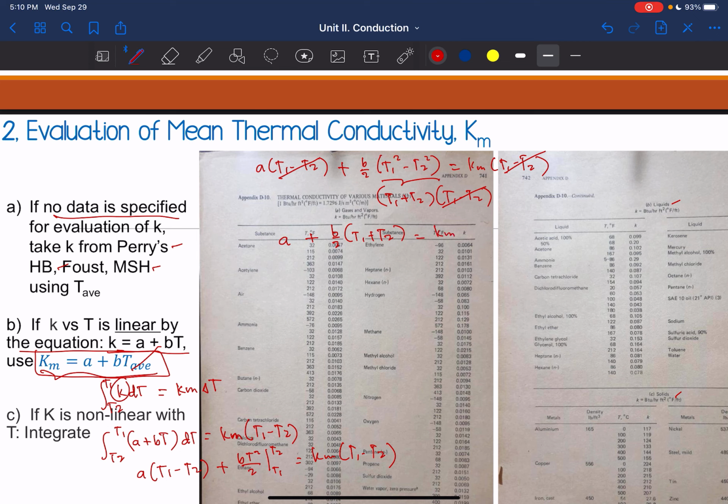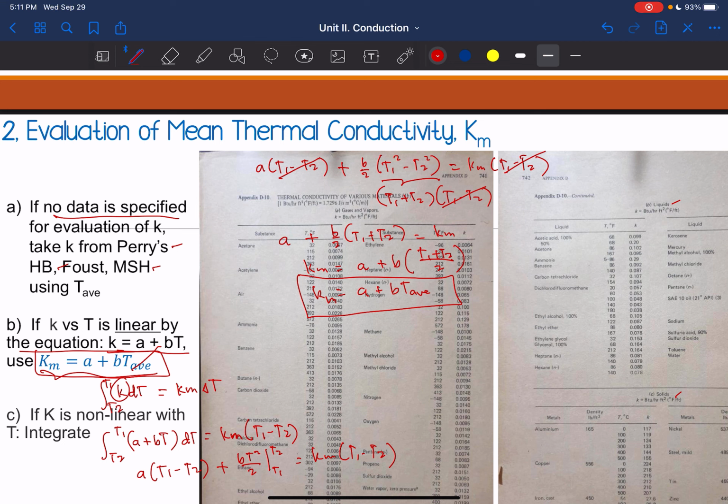Or, arriving at an equation, the mean thermal conductivity is just equal to A plus B multiplied by (T1 plus T2) over 2, and this is your T average. So that's your mean thermal conductivity if your K and T is linear.